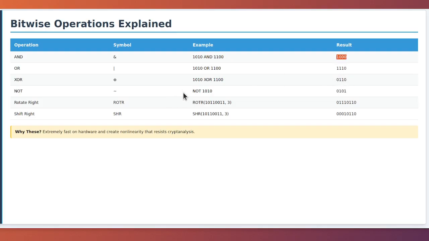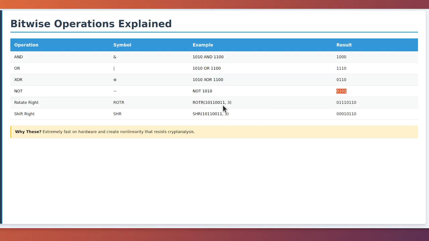OR outputs 1 if either input is 1, so 1010 OR 1100 equals 1110. XOR, or exclusive OR, outputs 1 if the inputs are different, so 1010 XOR 1100 equals 0110. NOT flips all bits, so NOT 1010 equals 0101.